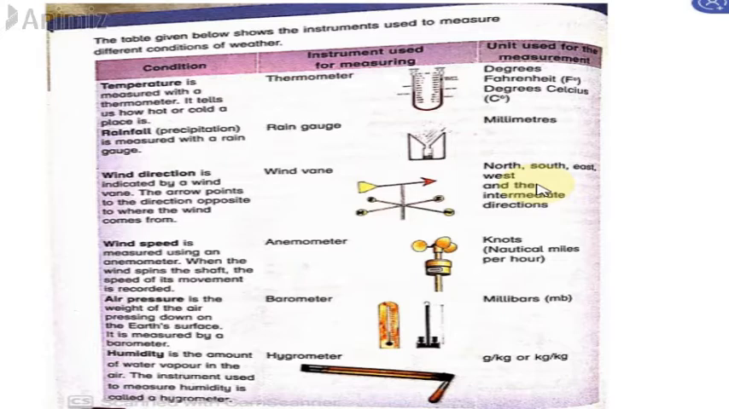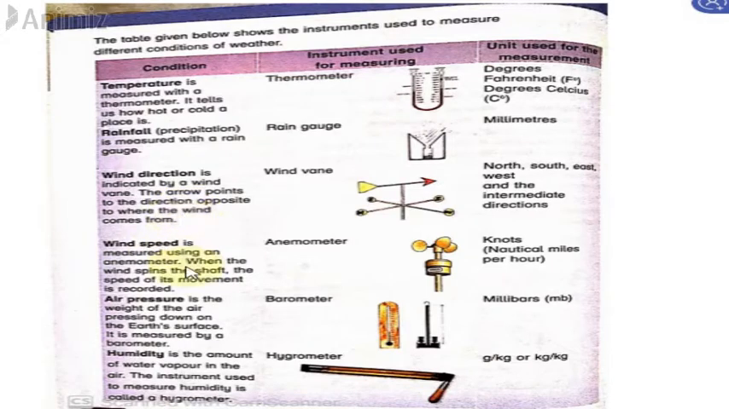For example, northeast, southeast, southwest, northwest, or east-southeast, east-northeast, south-southeast. So these are called intermediate directions. So these are the units of measuring the wind direction.